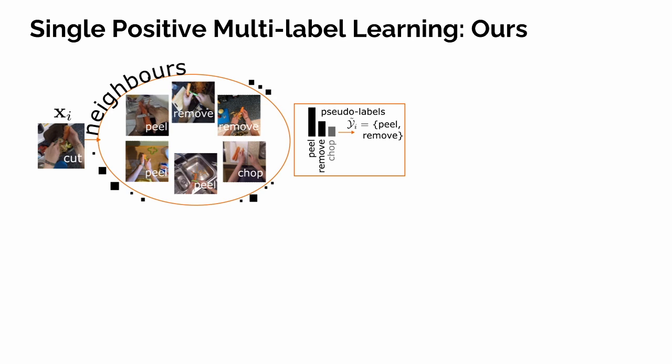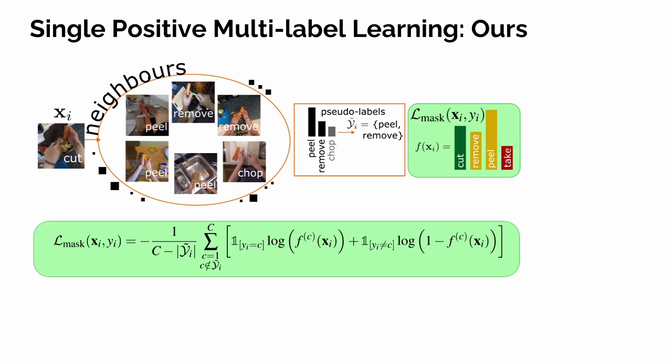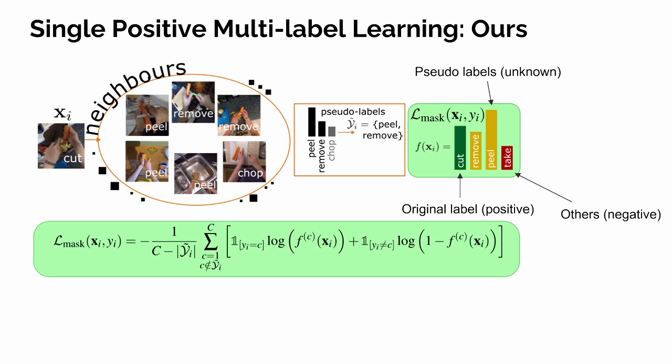Now that we have the real label cut and pseudo-labels peel and remove, we propose two loss functions. The first loss is called mask loss, which is a binary cross-entropy loss with unknown labels. The original label is going to be positive always, and the pseudo-labels are unknown, so it basically means we can't be sure if the pseudo-labels we generated are accurate or not. So we don't want to penalize it by putting negative or positive signal, but we're kind of neutral about it. So we want to mask it out and not pass any learning signal to these classes. Finally, we treat the other classes to be negative. The benefit of this loss is that it will work with reasonably noisy pseudo-labels. However, it may not be the best choice when you have pretty accurate pseudo-labels.